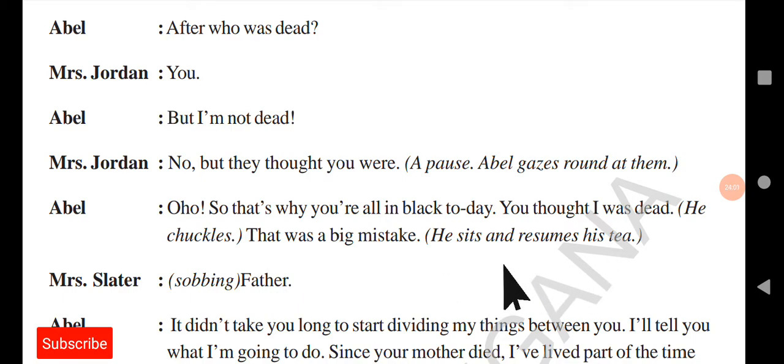Here, when Mrs. Jordan again says, after you were dead they brought these things down, Abel Meriwether gets a doubt. Who is dead? She confirms that both Amelia Slaughter and Henry thought that he was dead and brought the things down. Now Abel understands why they are all in mourning, in black dresses. So he says, you all thought that I was dead, but that is a big mistake. I was not dead, I was just sleeping.